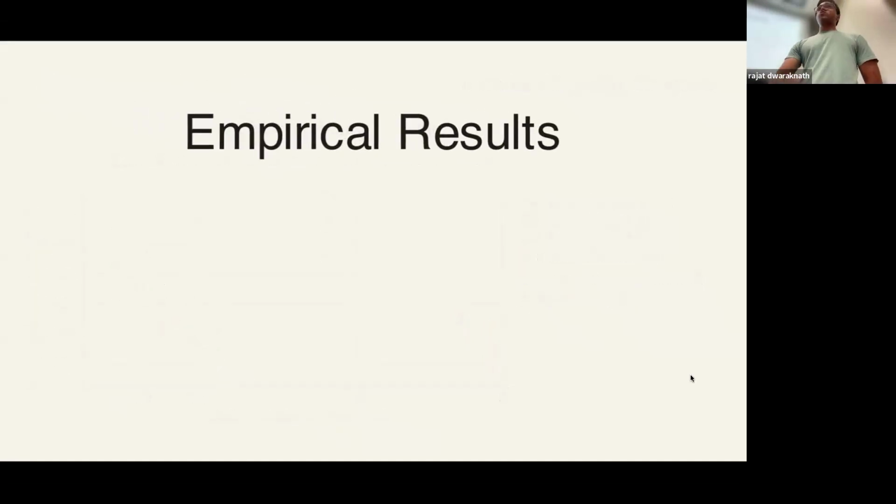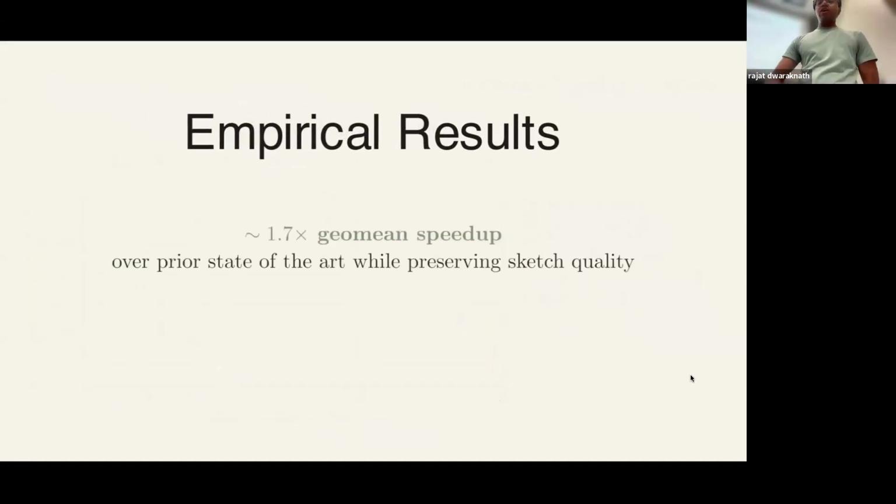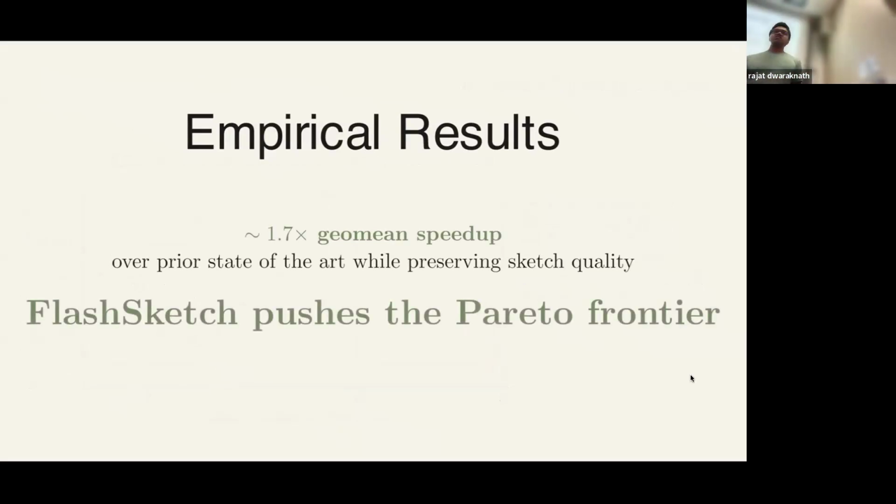Great. So I just showed you plots on specific sizes, but of course we ran benchmarks on a bunch of different sizes, a bunch of different problems, and the geometric mean speedup is around 1.7, and you maintain the same sketch quality. And this is a speedup over the next best baseline, right? So basically, the summary from this results section is if you want to sketch, use FlashSketch.